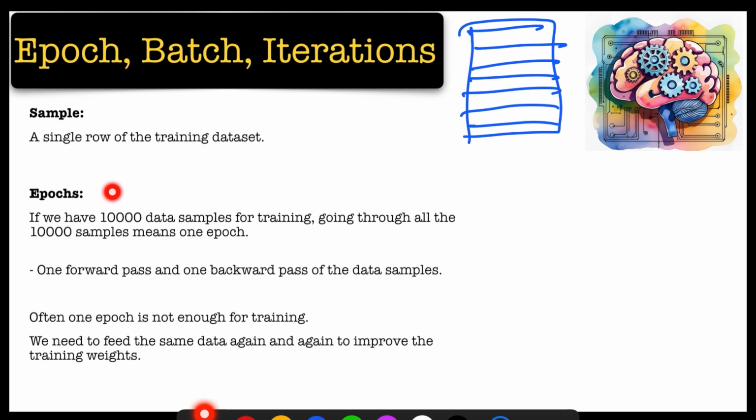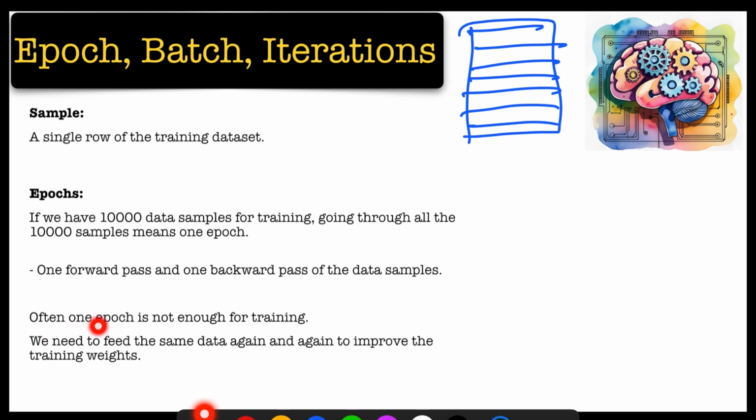So what is epoch? Let's say you have 10,000 data samples for training, then going through all the 10,000 samples means one epoch. That means going through all the data samples means one epoch. And what does it mean? One forward pass, one backward pass of the data samples.